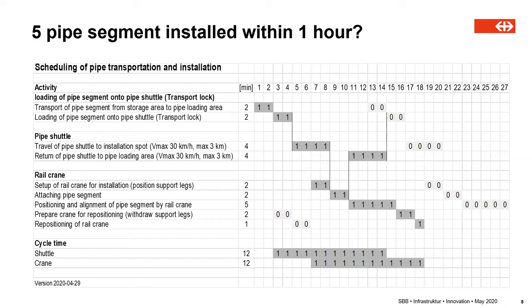With that, we should be capable, no reserves included, of reaching cycle times of 12 minutes, which would give us 5 pipe segments, and if going really extreme, would mean roughly 32 hours of blocked line. So within 1 weekend, theoretically, the whole pipe segments could be installed.